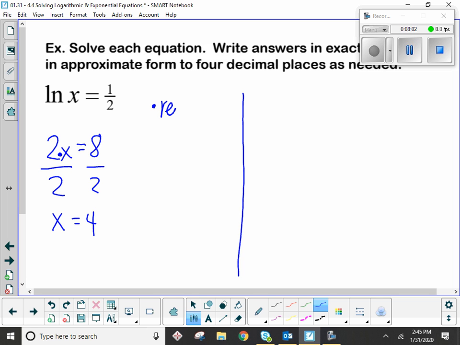So the first step in this problem is to rewrite with base e. So log e of x equals 1/2. Okay. So now that I've done that, I need to go from log to exponential form. I'm doing the inverse of whatever is happening to the x right now, which is log. So we're going to do lasso.